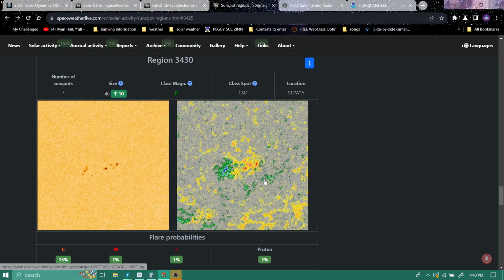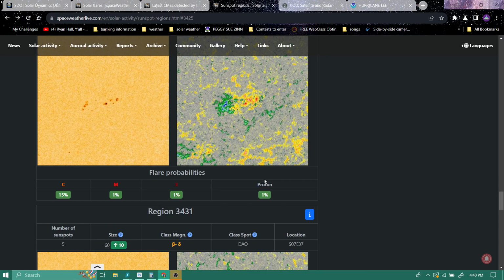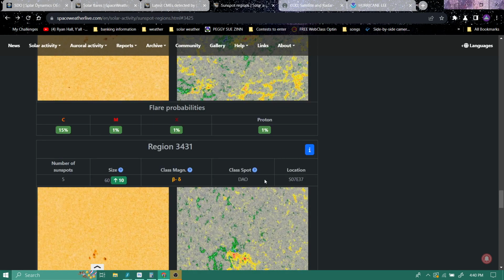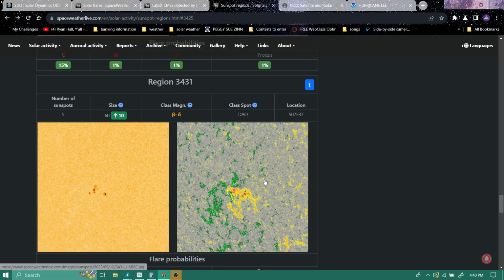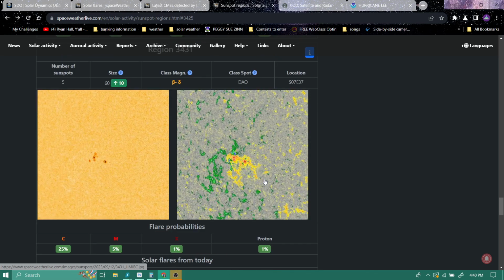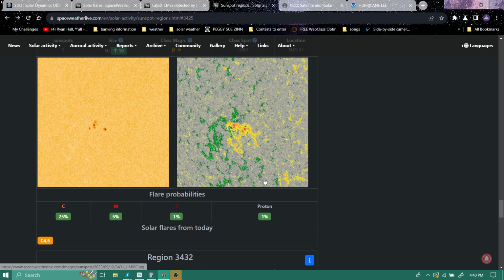3430 is growing. It is a beta class. It isn't doing anything right now, but it is growing. 3431, this one is hitting that quiet zone. Again, it's growing. It's a beta-delta. It is changing its shape, changing its formation. It doesn't look like much now, but I think once it ticks past Earth facing, it will be a major player because this one has been really, really active. And it is producing some flaring yet.